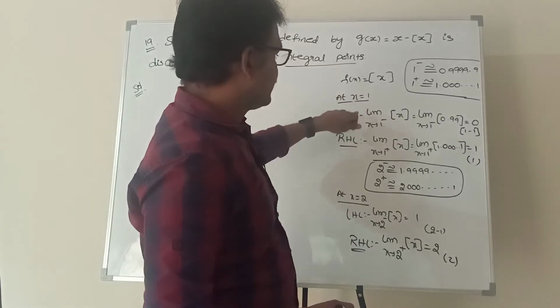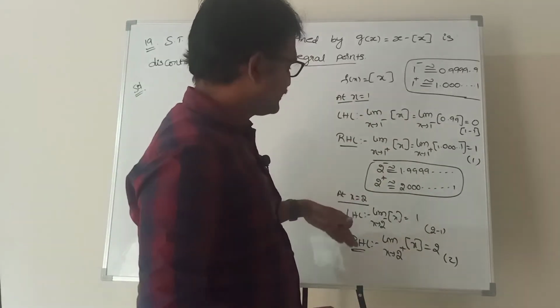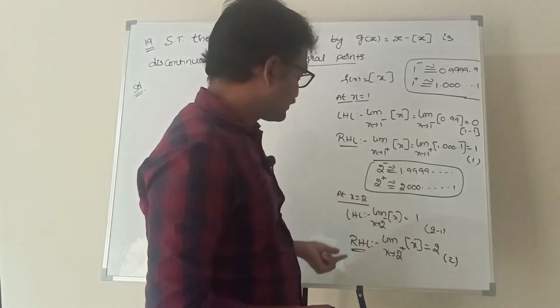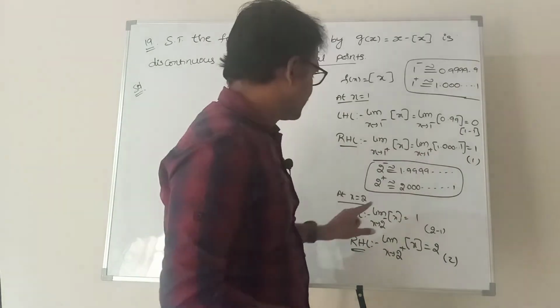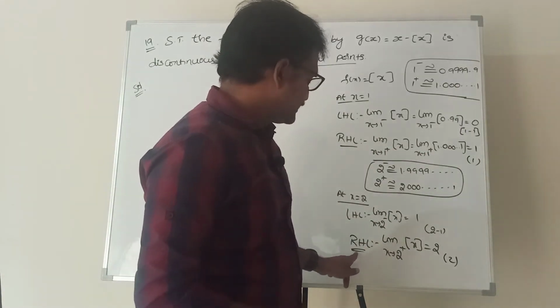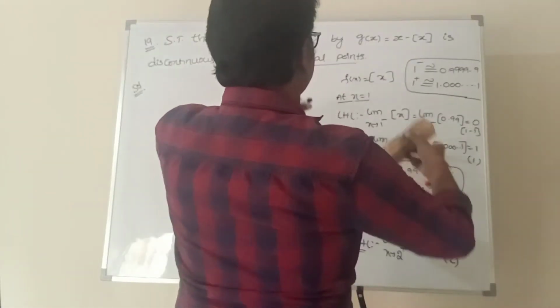At x equal to 1, the left hand limit is 1 minus 1. At x equal to 2, 2 minus 1. At x equal to 3, 3 minus 1. At x equal to 4, 4 minus 1. Similarly, the right hand limit at x equal to 1 is 1. The right hand limit at x equal to 2 is 2 only. So based on this concept, I am going to solve the next problem.